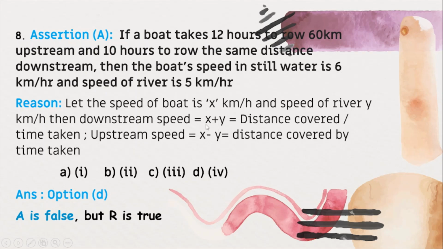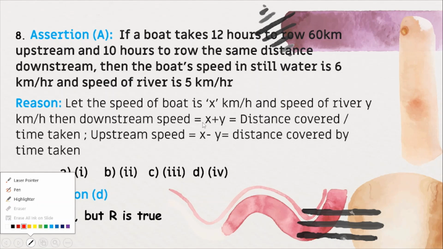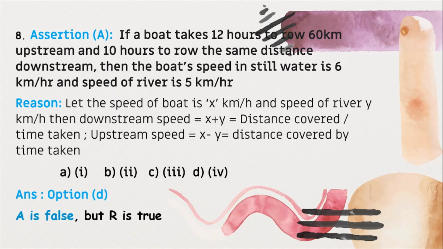So the river will always help the boat go downstream. So the downstream speed is x plus y. And when you go upstream, the river will oppose the boat; the speed of the stream will oppose the boat going up. So the upstream speed will be x minus y. All the things given in the reason are exact standard formulas. So the reason is true. When the reason is true, we have to check the assertion.